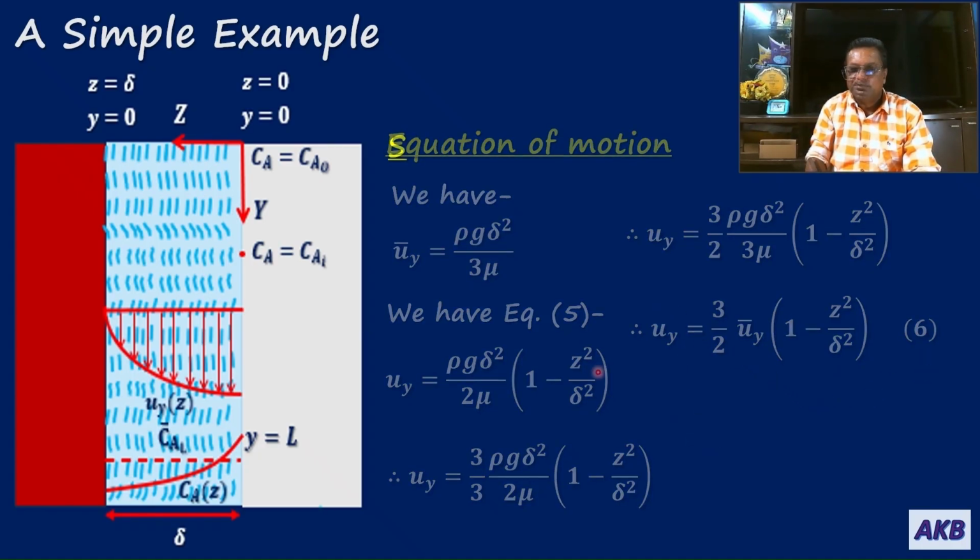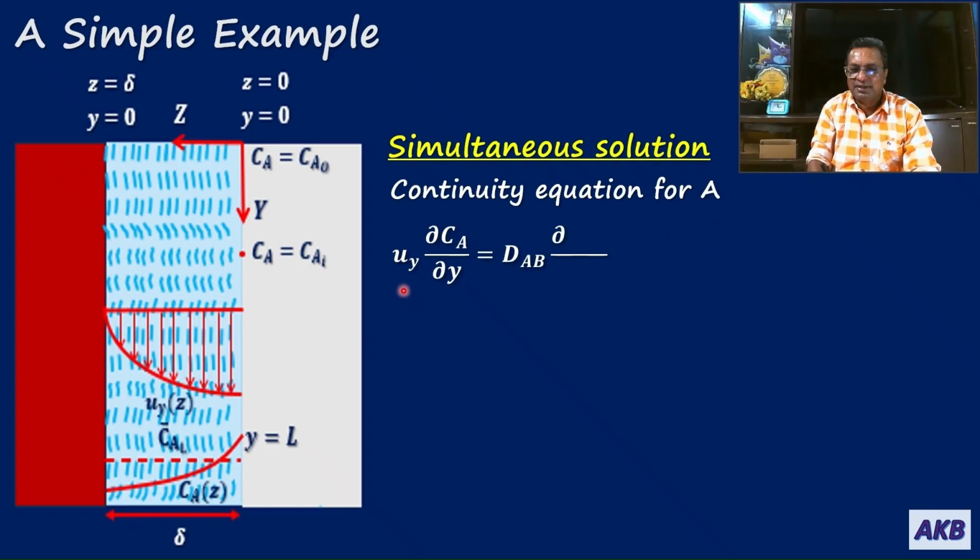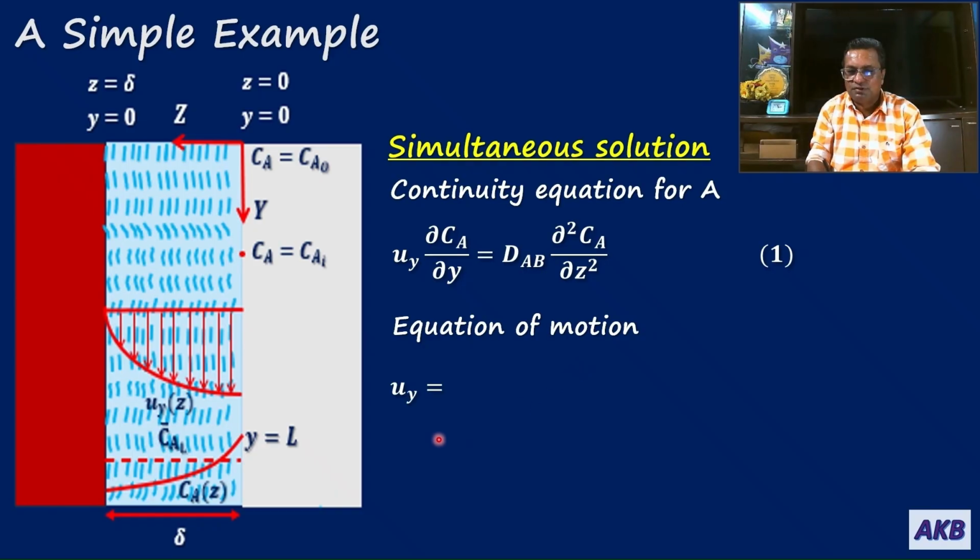Let us move on. Now let us solve the two equations simultaneously: the equation of continuity for A and then the equation of motion. The continuity equation for A, we got it earlier: uy into del Ca by del y is equal to DAB into del square Ca by del z square. That was equation number 1. And we just got the equation of motion.